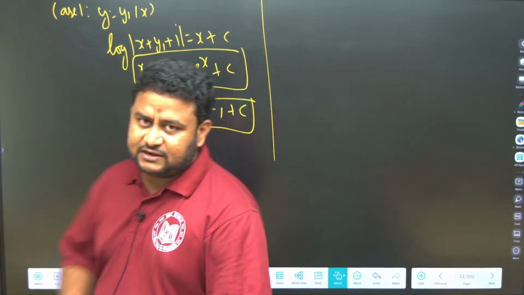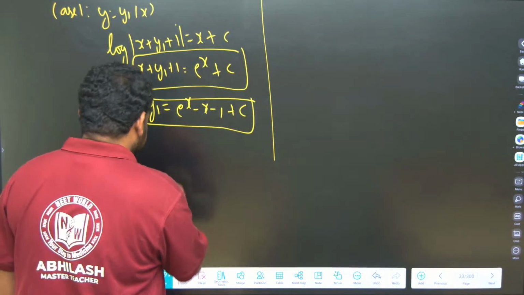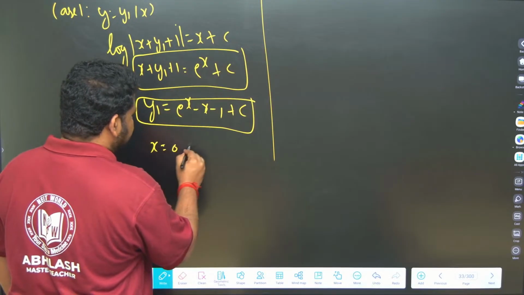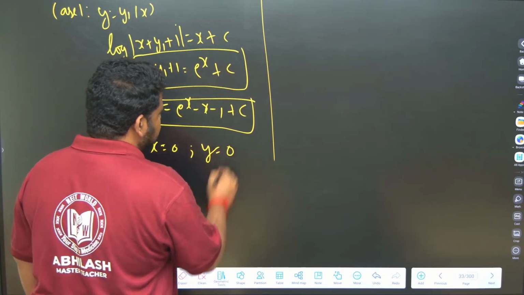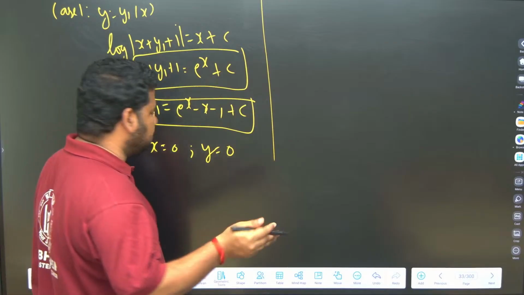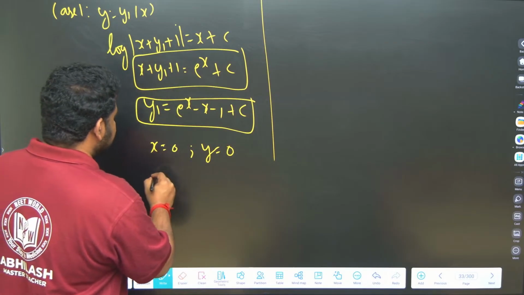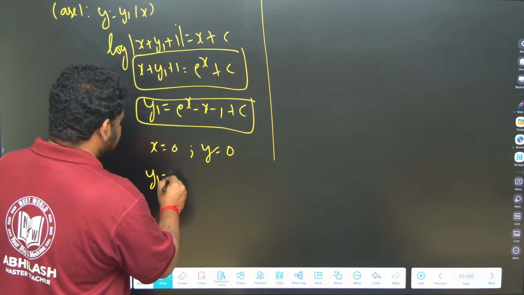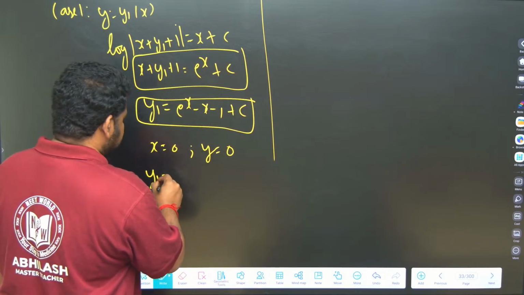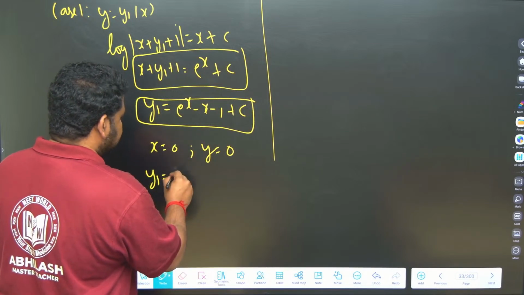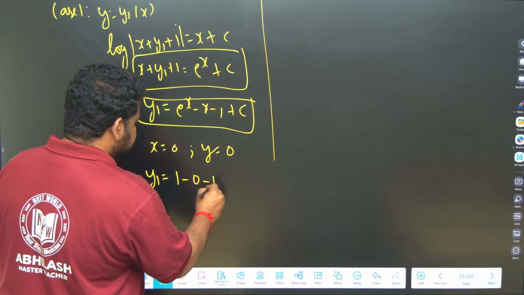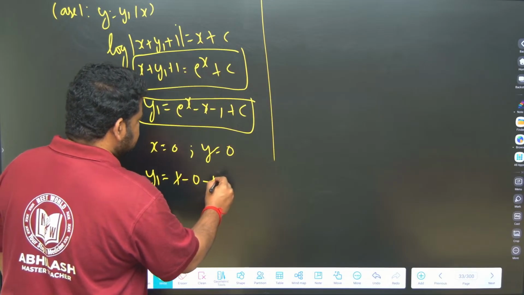So what should we do here? We have to put x is equal to 0. At that time, y will be equal to 0. So this will become y1 is equal to e power 0, which is 1, minus 0, minus 1. Minus 1 plus 1 cancels. So this will be c.